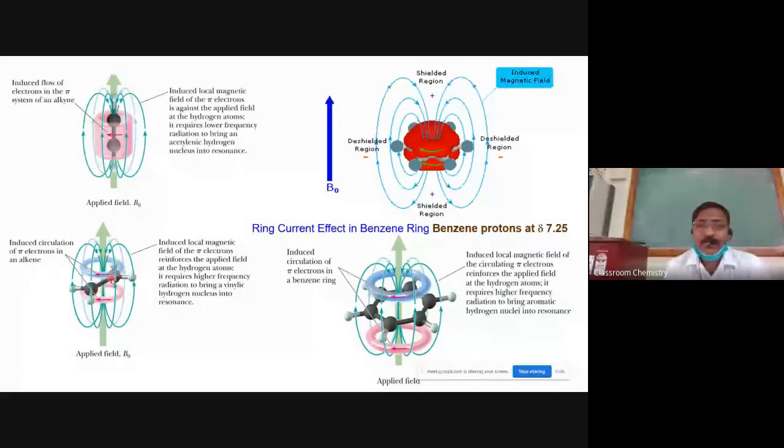While on the contrary, when we observe the sp2 carbon, in this case this pi electron and these protons are in the deshielded region with respect to the applied magnetic field in the gray color arrow. So this induced local magnetic field of the pi electron reinforces the applied magnetic field, and it requires higher energy radiation to undergo resonance. And that's why the vinylic protons, when they undergo resonance, have a much higher delta value as compared to the acetylenic proton. These two, a short note is directly asked on the anisotropic effect.